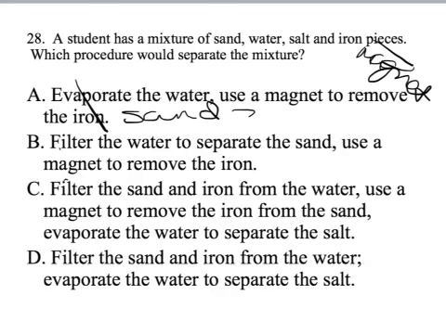We didn't address those. Filter the sand and the iron from the water. Use a magnet to remove the iron from the sand. Evaporate the water. That addresses everything. So this is probably our correct answer. So let's just double check. Let's read.